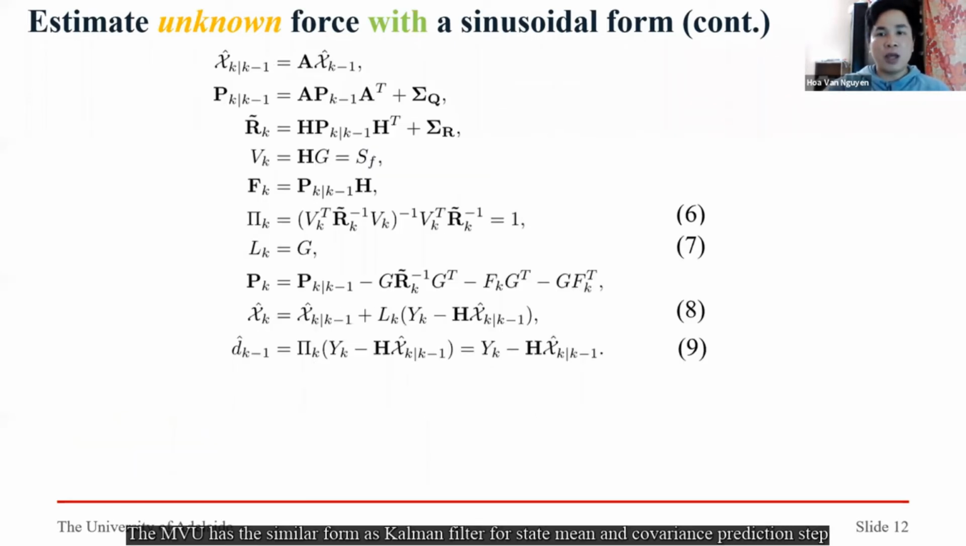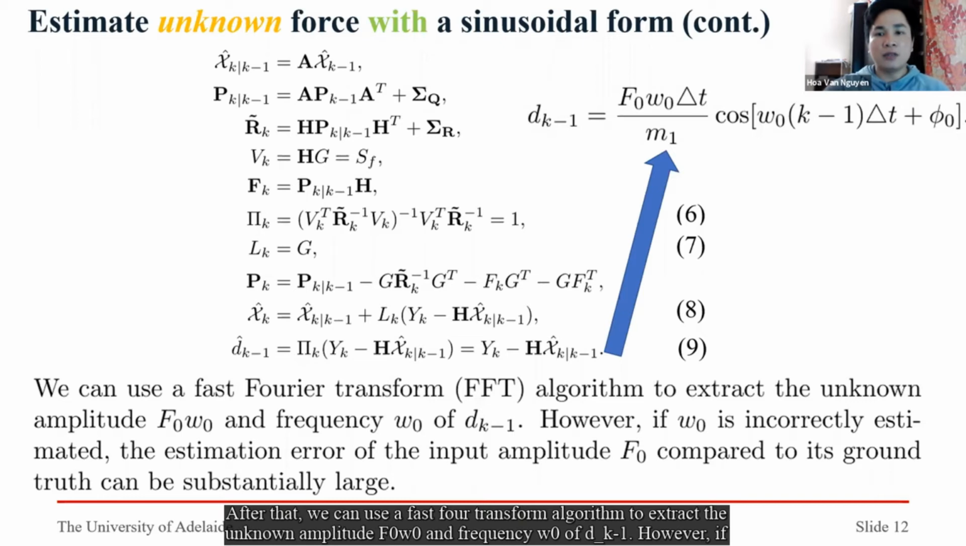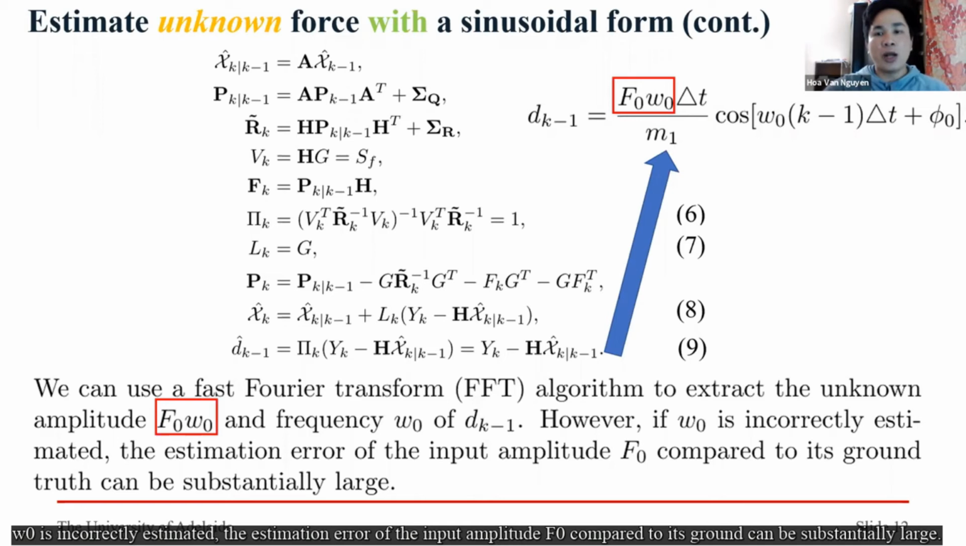The MVU filter has a similar form to a Kalman filter for its states' mean and covariance prediction step. For unknown input estimation, after a few algebraic steps, we can estimate f_{k-1} using equation 9. After that, we can use a fast Fourier transform algorithm to extract the unknown amplitude f0 and frequency omega naught of f_{k-1}. However, even if omega naught is correctly estimated, the estimation error of input amplitude f0 compared to its ground truth can be substantially large.